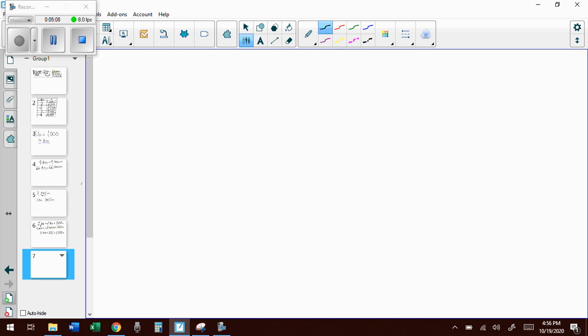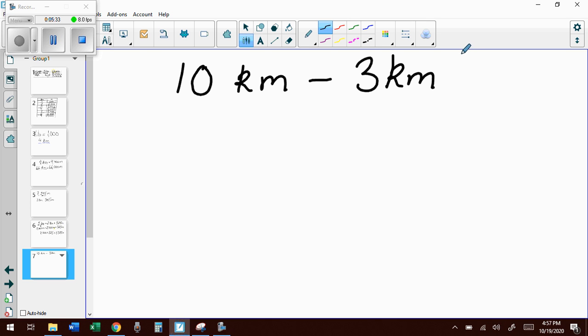Are we able to then subtract them? The answer is, you bet your boots. The way that we would subtract, this is the brand new stuff. If we have something along the lines of 10 kilometers minus 3 kilometers, 140 meters.